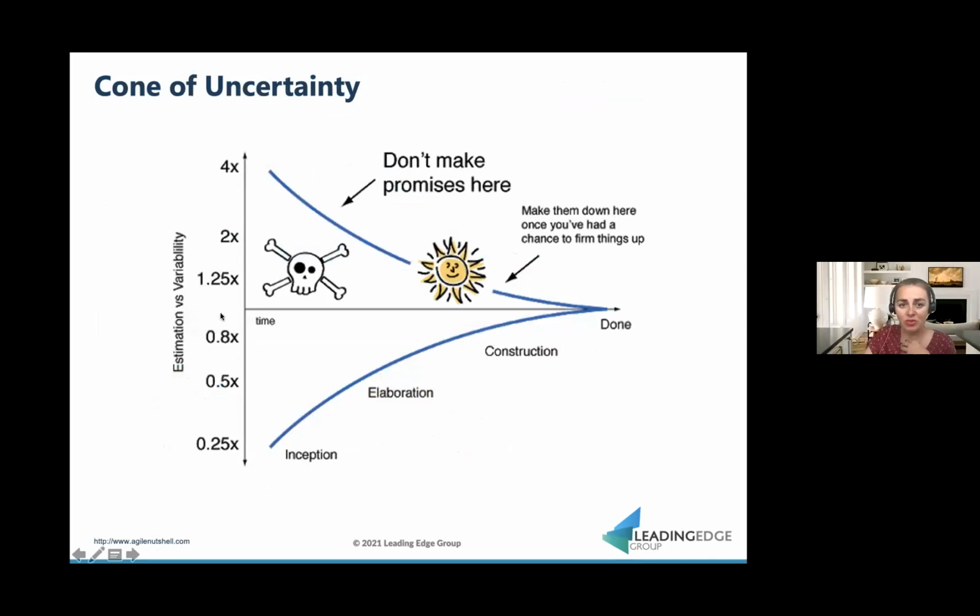So this is called the cone of uncertainty. And basically what it shows is that in Waterfall projects, traditional projects, you need to make lots of decisions in this early stage when there is lots of unknown. So you are forced to make decisions when you actually don't understand the complexity of the project as well.